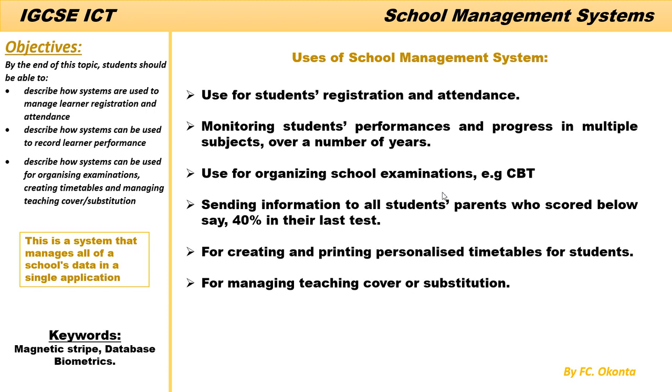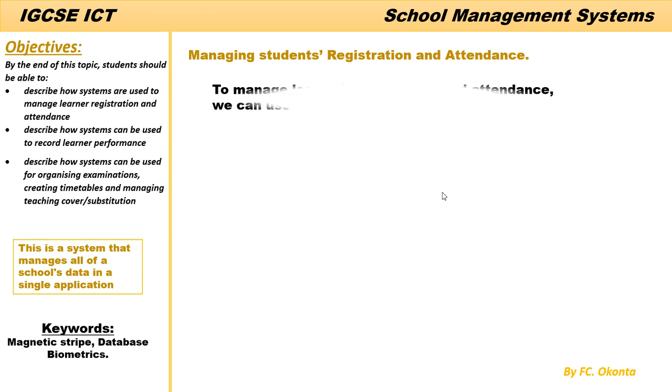If they ask you to give or describe 3 uses or 4 uses of the school management system, you write that the school management system can be used for student registration and attendance. It can be used to monitor student performances and progress. It can be used for organizing school exams. It can be used to send reports to student parents. It can be used for creating personalized timetables, and it can also be used for managing teachers' cover and substitution.